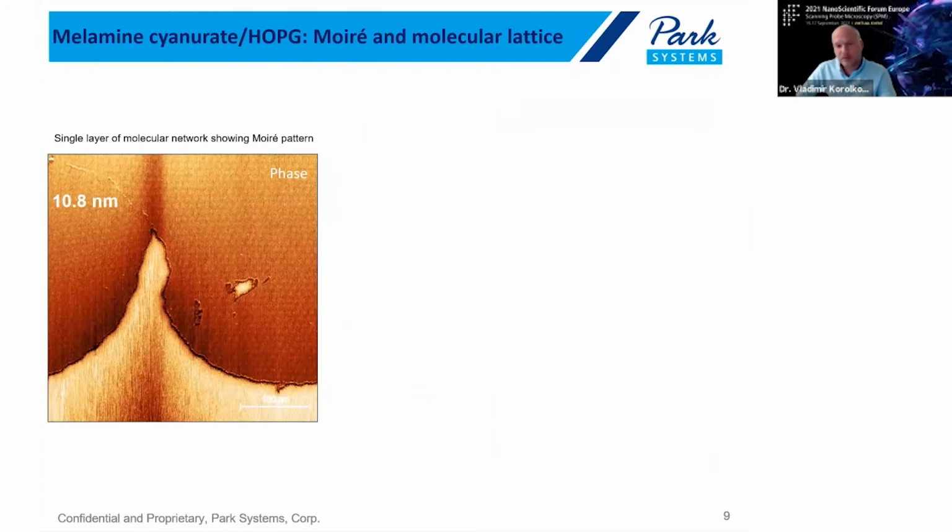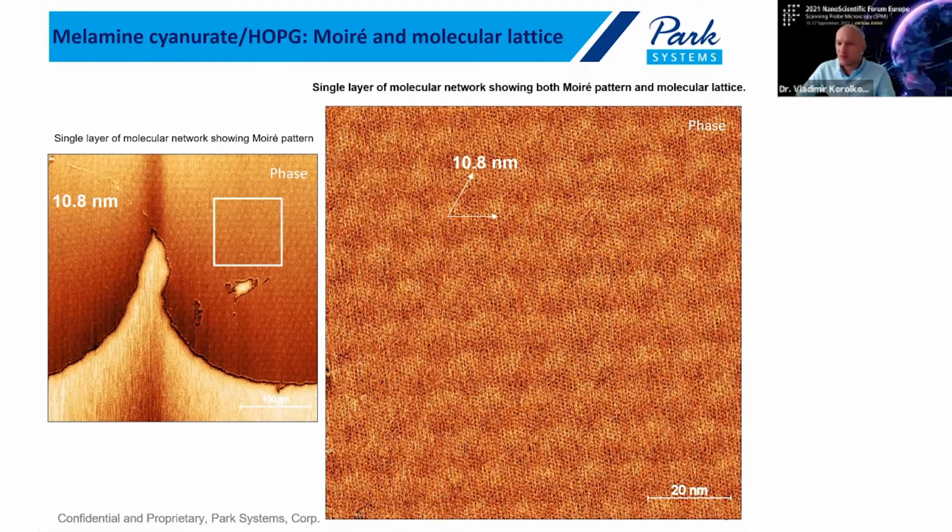If we zoom a little bit into that, the first thing we see is the Moiré pattern, because the Moiré pattern originates from the mismatch between the molecular lattice and the atomic lattice. We see a 10.8 Moiré pattern on the surface. But on this image, apart from the Moiré pattern, you can also start seeing the molecular lattice.